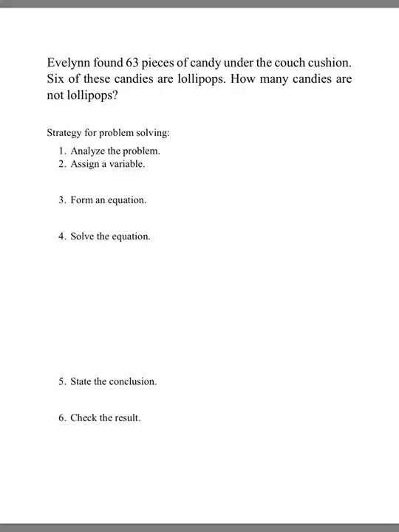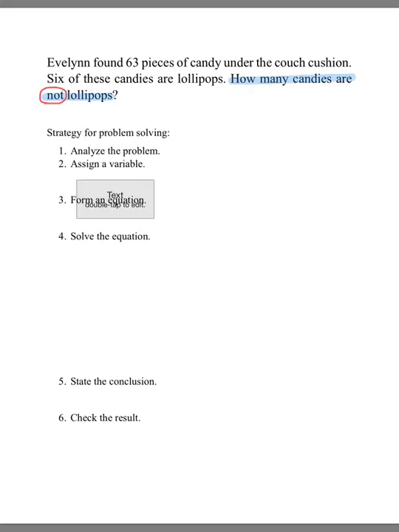Now, the first step in our strategy for problem solving has always been to analyze the problem. That is, read the word problem as many times as necessary in order to extract the right amount of information that you need to assign a variable and form an equation. Usually the assignment of the variable lies in the question being asked. In this case, the question is, how many candies are not lollipops? One of the key words here is the word not. That's going to be very crucial in our assigning of the variable.